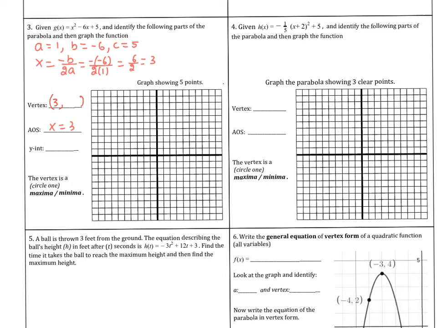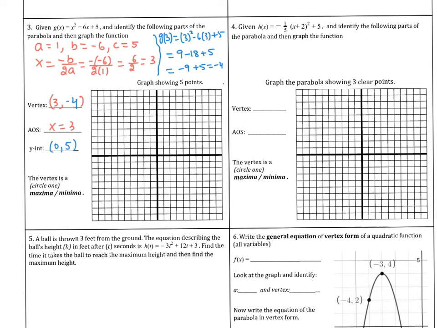To find the y coordinate, we are going to use the given equation that is g(x), and we're going to plug in 3 for x. So it's going to be 3 squared minus 6 times 3 plus 5. So that's going to be 9 minus 18 plus 5, and it's negative 9 plus 5, that is negative 4. So this is 3 comma negative 4. Y-intercept is 0 comma 5.